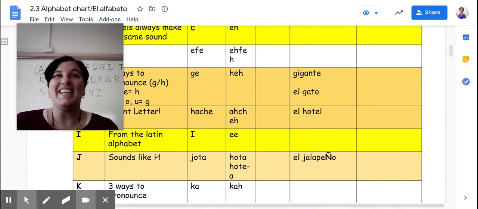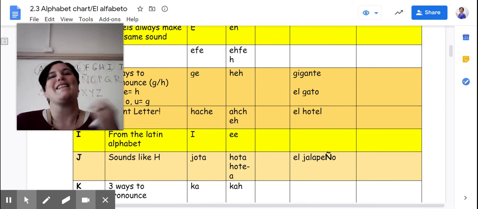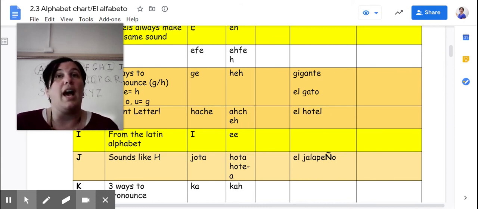And there's our E. J in Spanish sounds like an H, makes an H sound, like an English H. But Spanish H is silent. The Spanish J says H. So have you ever heard of jalapenos? Well, that word is actually pronounced jalapeño. Got that Ñ to it. That's how it's jalapeño.